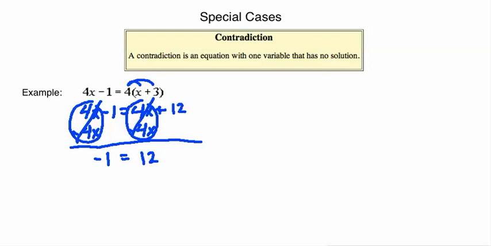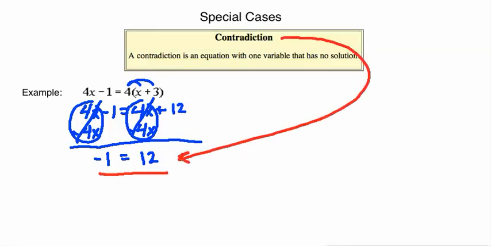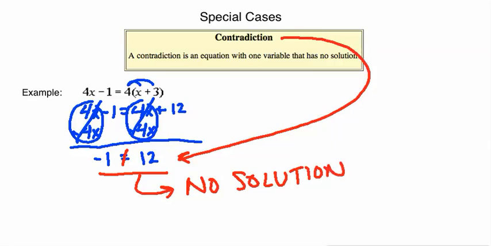This is called a contradiction right here. -1 does not equal 12. So if you come to a solution that looks like this, it means there is no solution for x. No matter what you put in up here for your x value, nothing's going to work to make this true. This is our first special case.